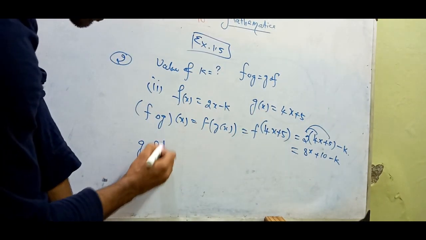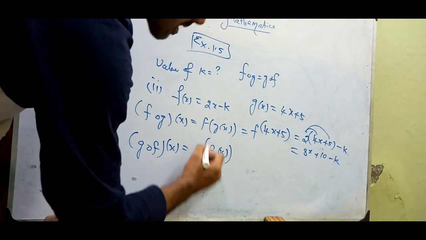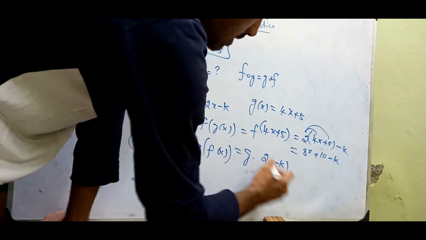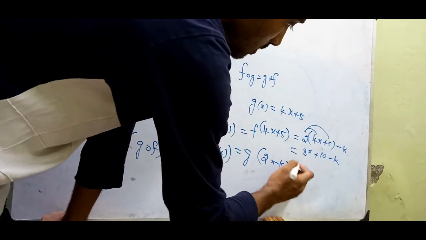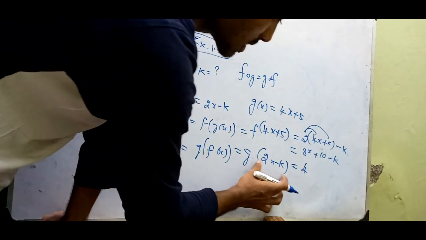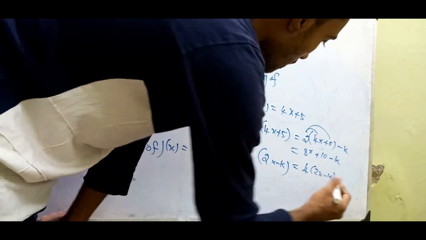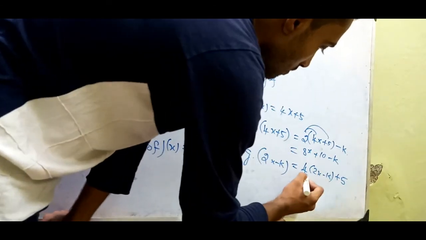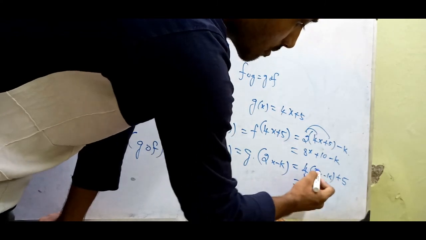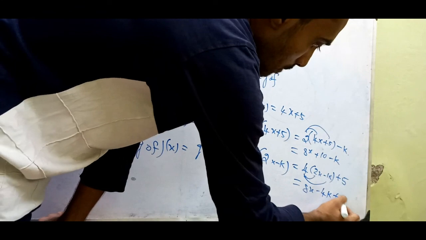Now come for g compose of f of x. Okay, so g of f of x is nothing but 2x minus k. What is g here now? g is 4x. Instead of x you have to replace this bracket. So 2x minus k plus 5. You just need to multiply 4 throughout this bracket. Then 4 2s are 8x, 4 into k, minus 4k plus 5.